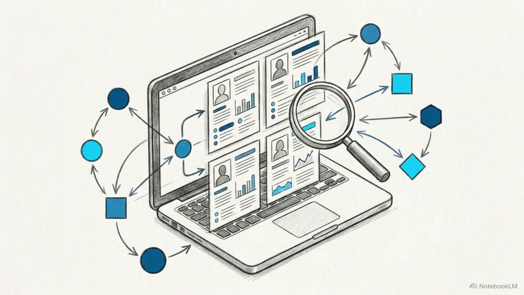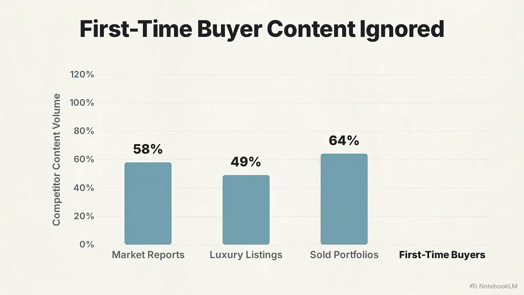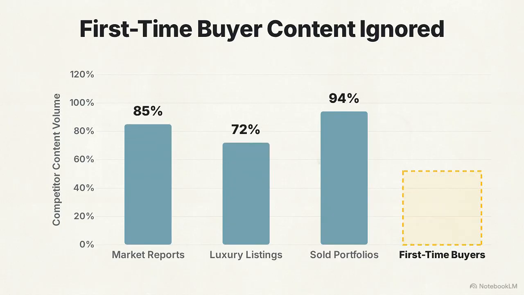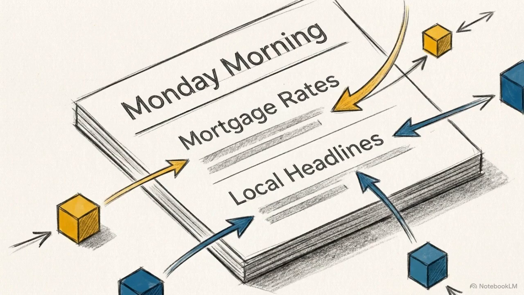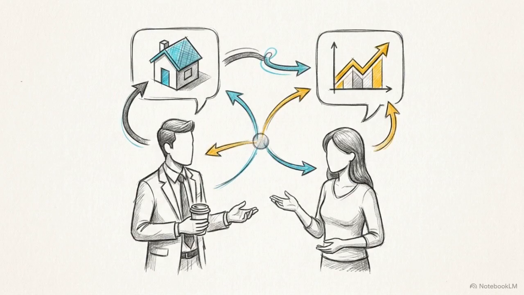Third is competitive landscape analysis. You use Agent Mode to audit how competing local agents are currently positioning their public marketing. This audit identifies informational gaps in the local market that you can strategically fill. Fourth is the weekly market intelligence brief, using the Tasks feature. You schedule a recurring Monday morning poll of mortgage rate fluctuations and local headlines. You start your week with immediate, data-backed conversation starters ready for client interactions.